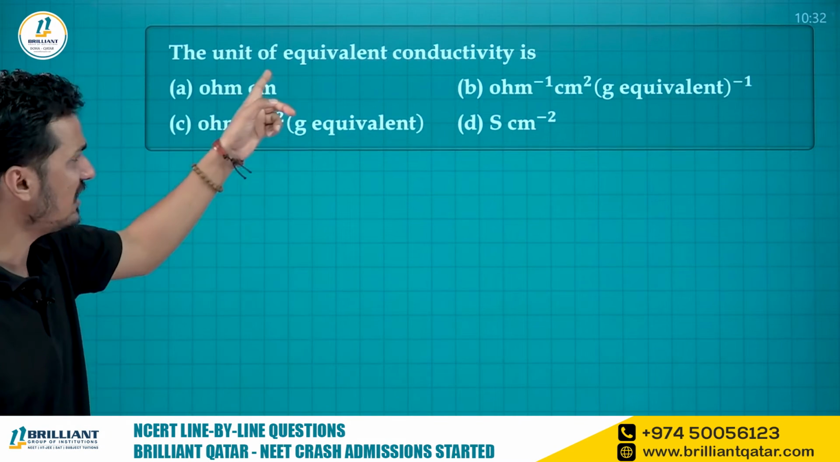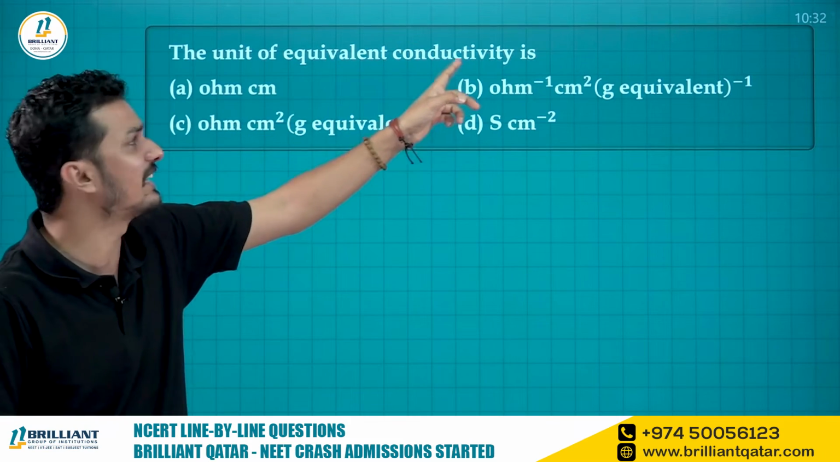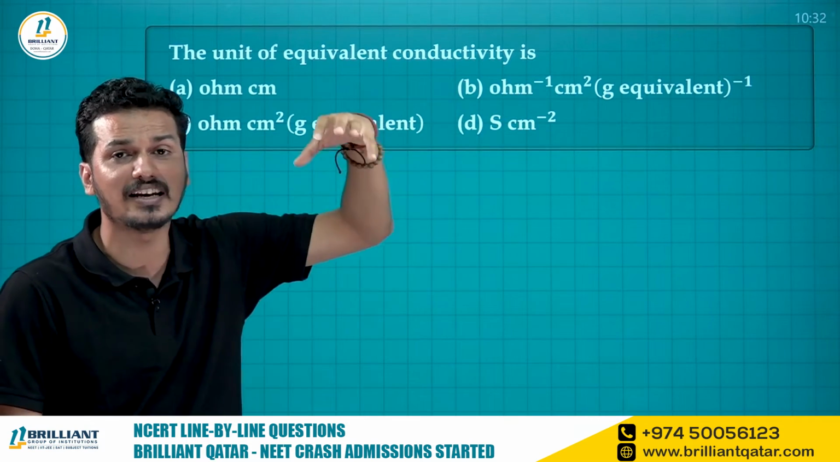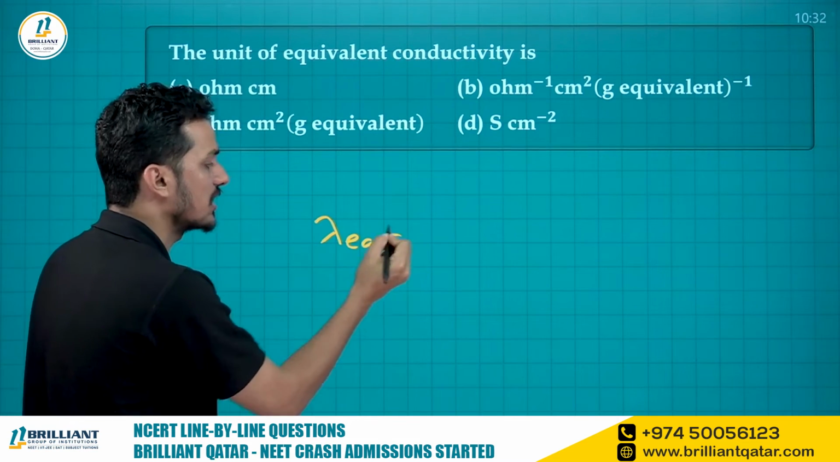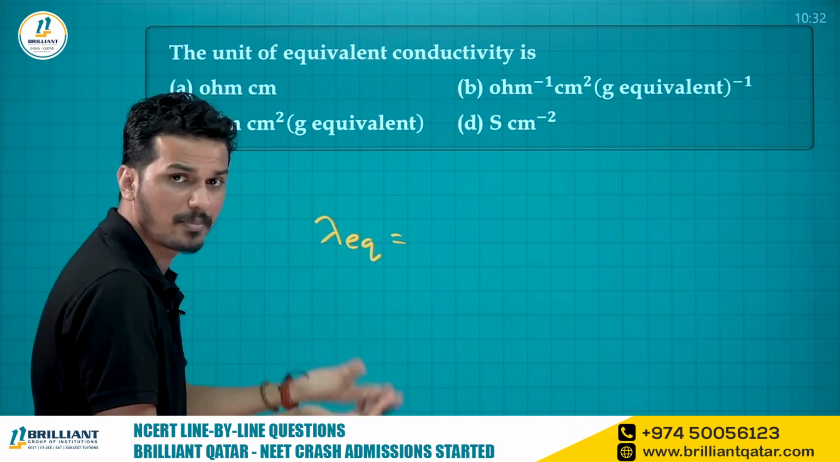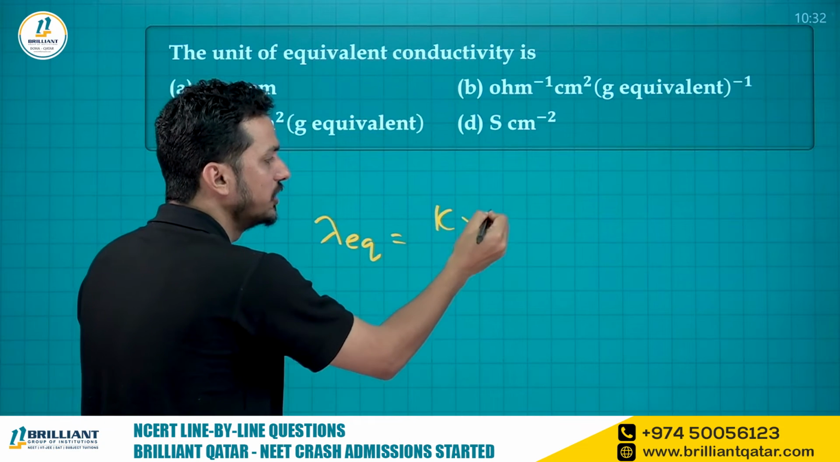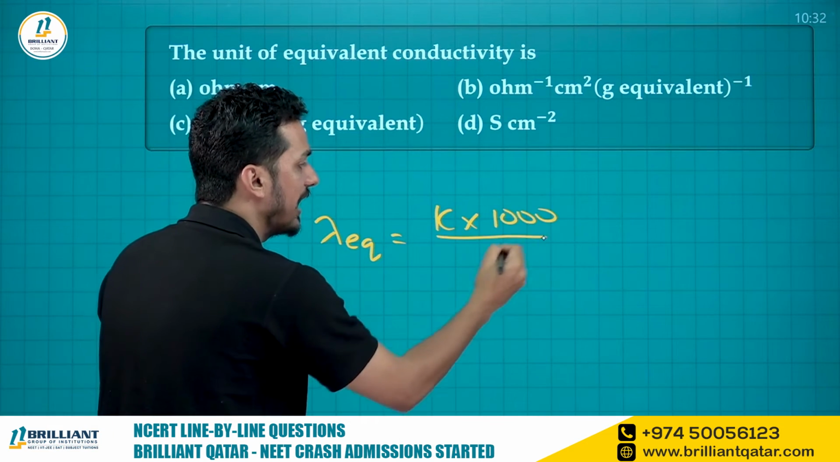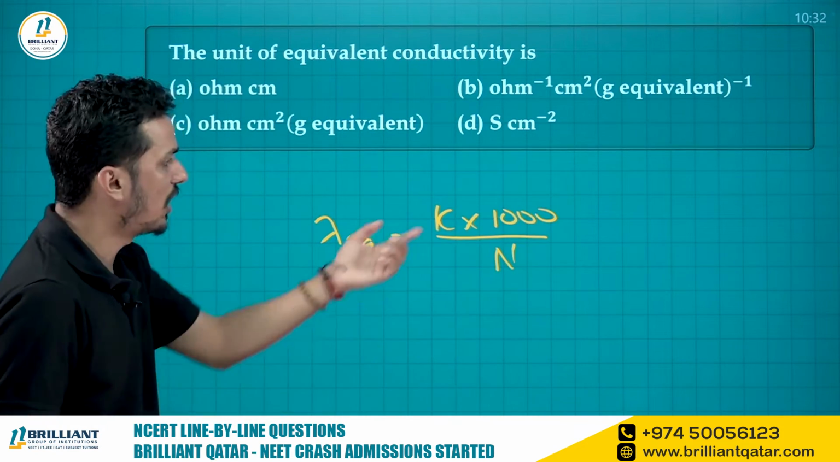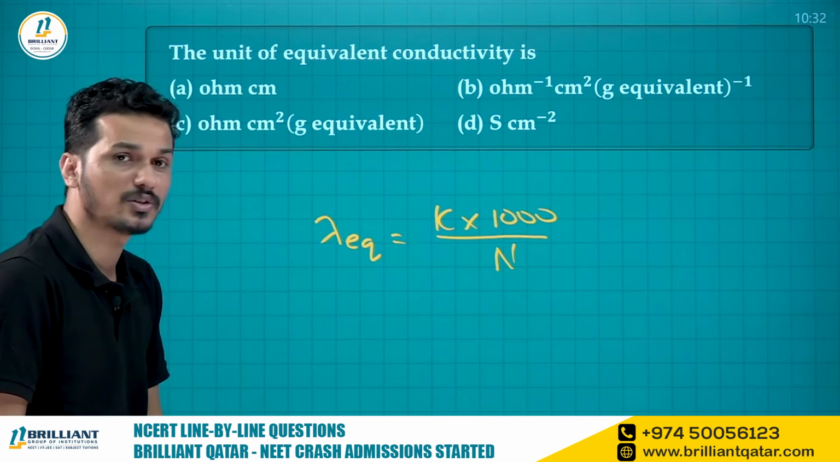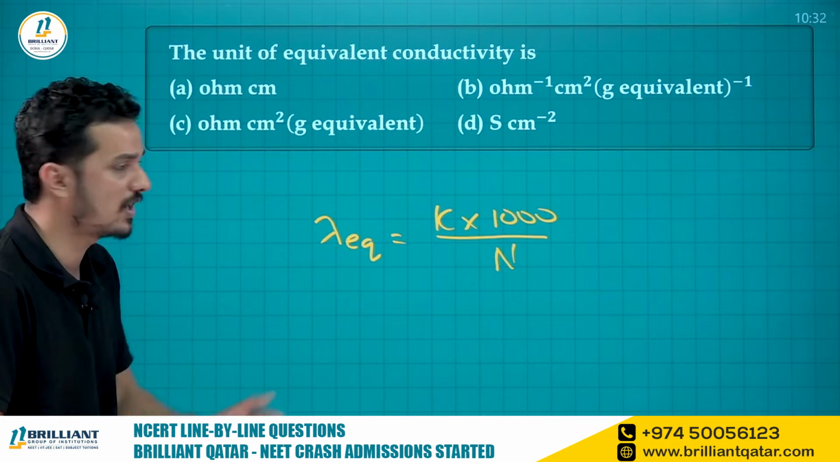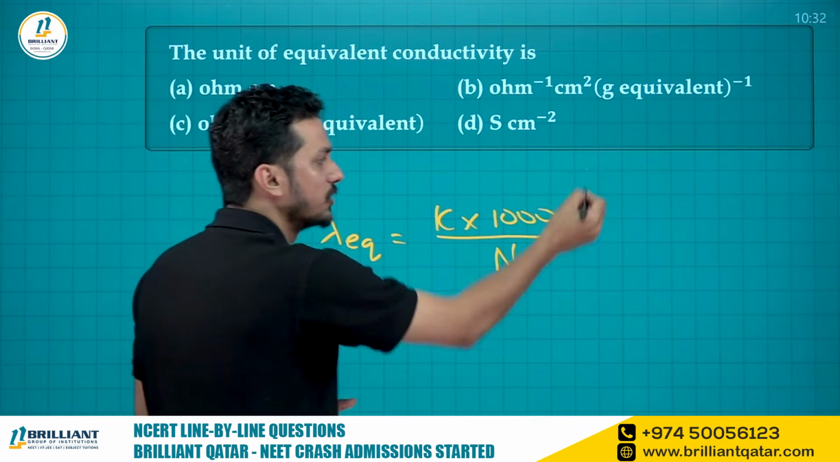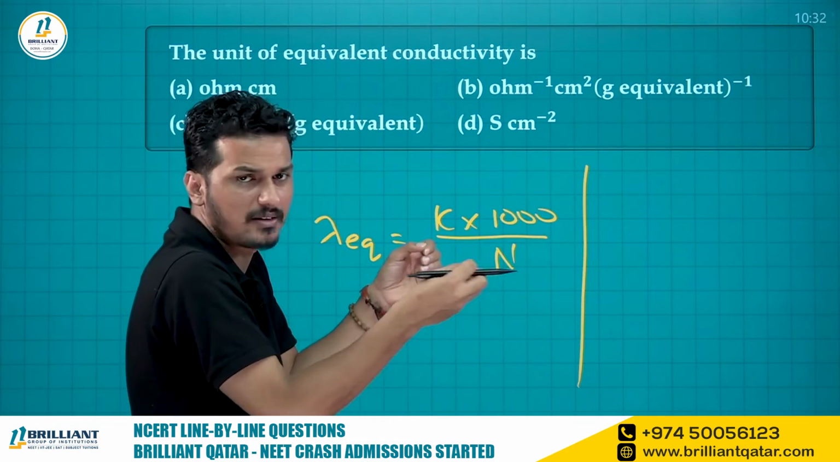Here is the question: the unit of equivalent conductivity. That means lambda EQ, what's the unit? Lambda EQ equals kappa into 1000 divided by n. We have to substitute the values. While doing this, we can get all the units.